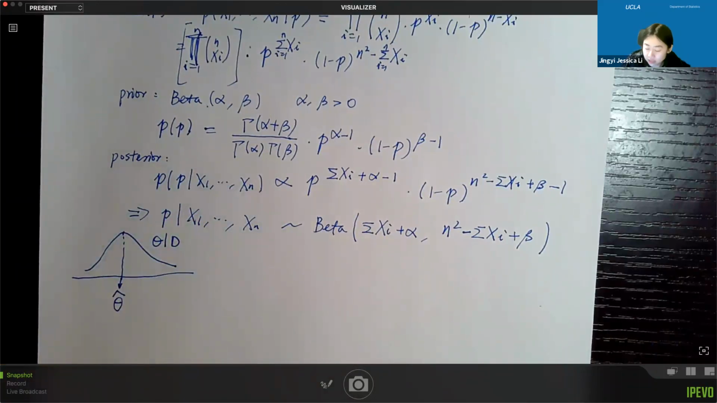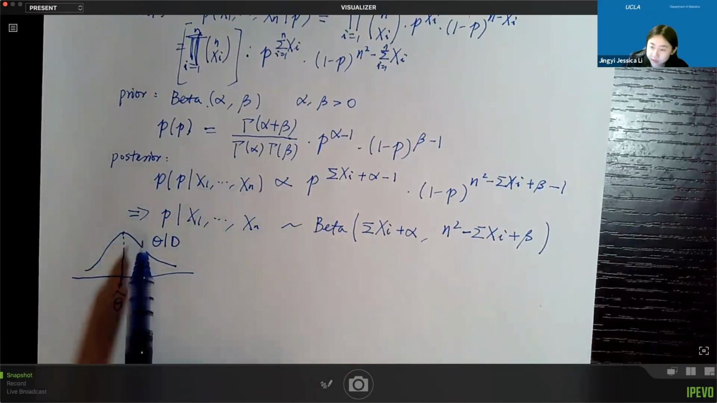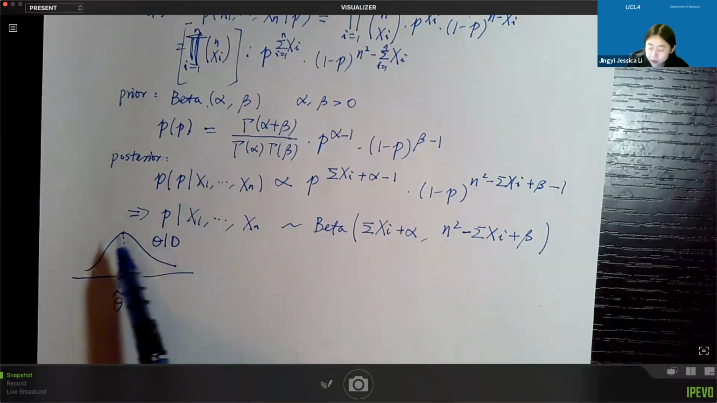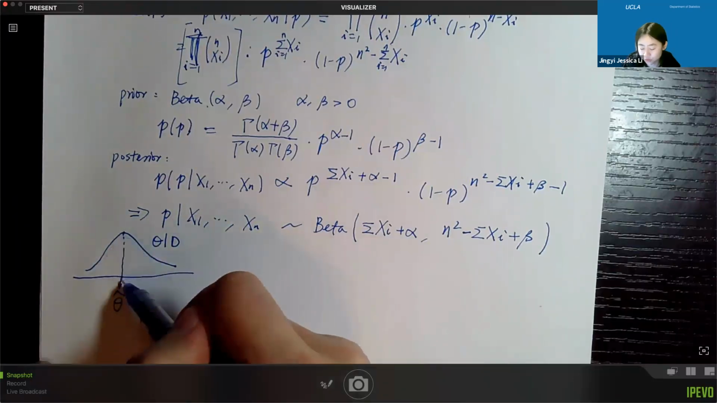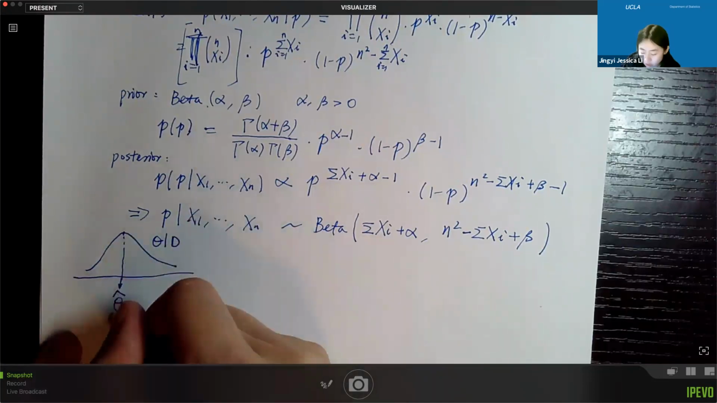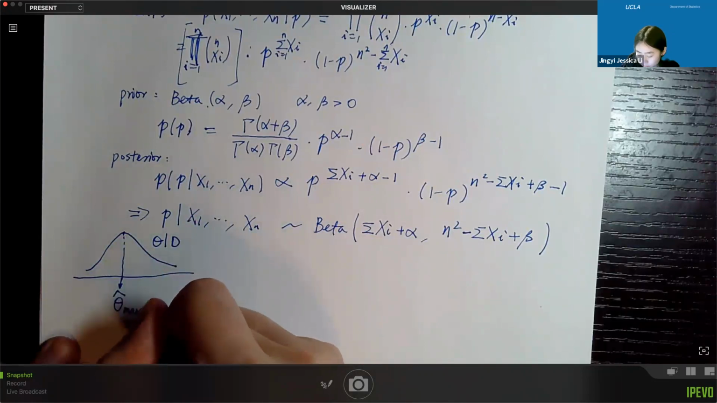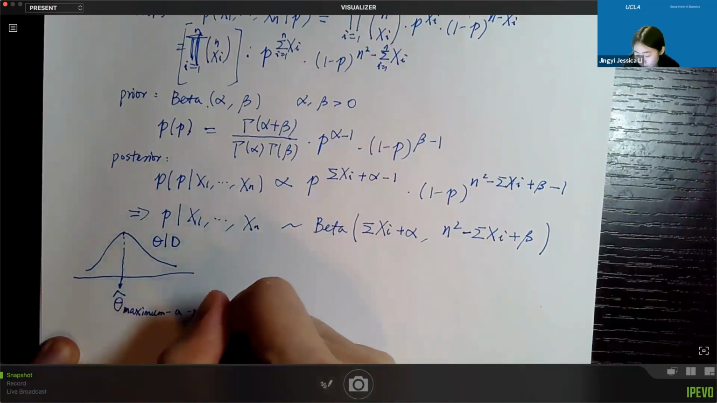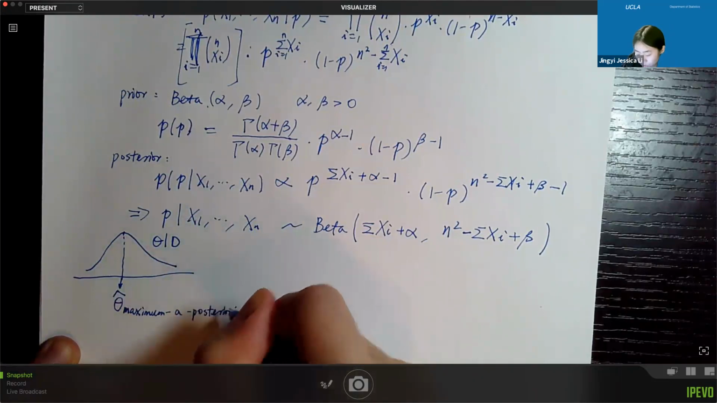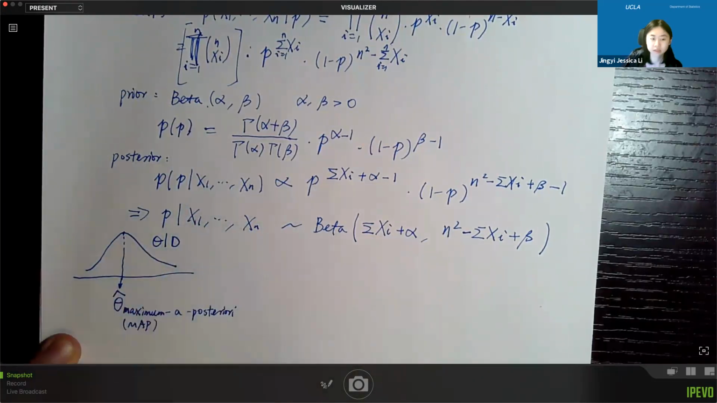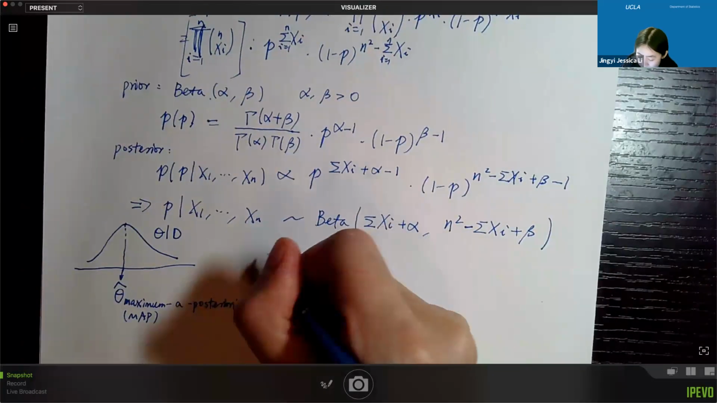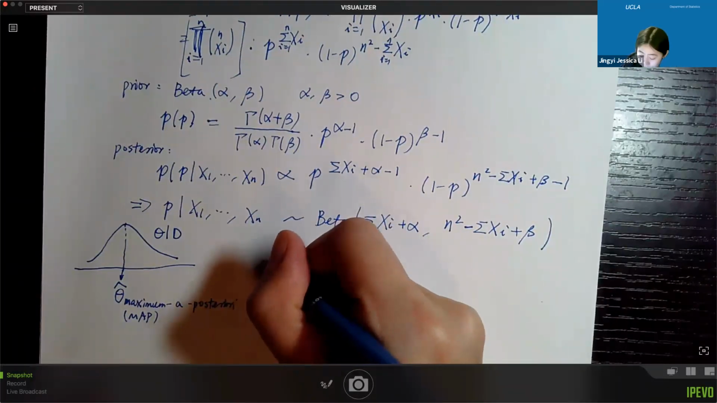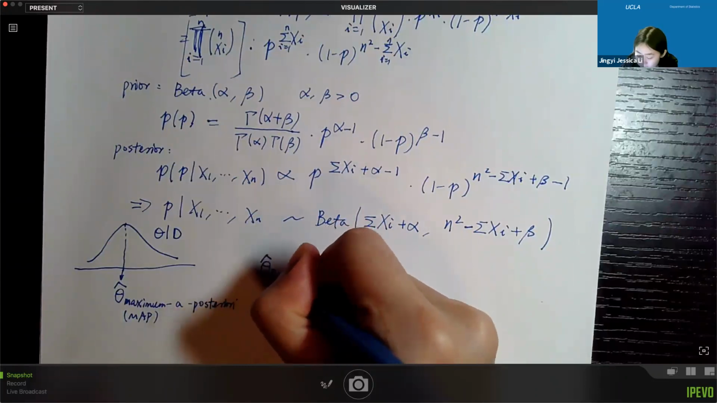This makes sense because this is the value that you think theta is most likely to take given the posterior distribution you calculated. And because we're maximizing the posterior to find theta hat, we call it MAP, maximum a posteriori. So this is one way to compress a posterior distribution into an estimator. Another way is to take the expectation of the posterior. This is what we call the Bayes estimator.